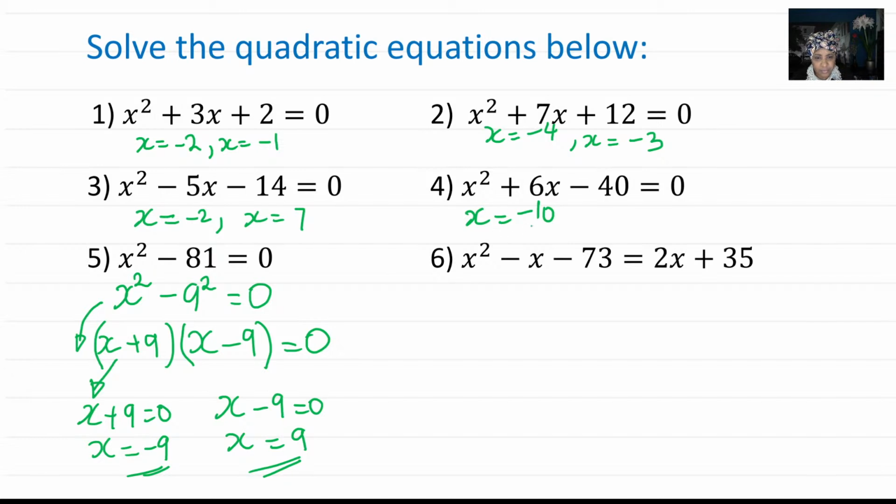All right, yes, so for 4, x equals -10, and then x equals 4. Now I'm about to do question 6.